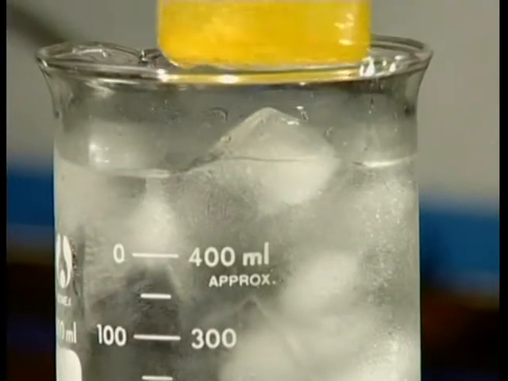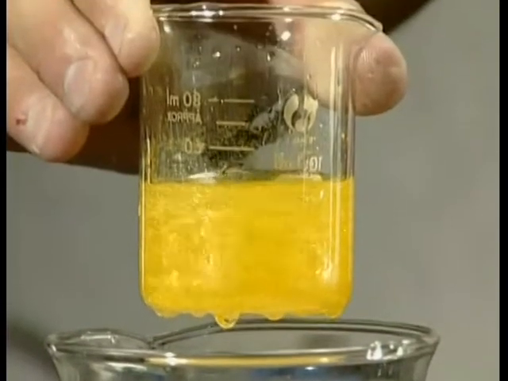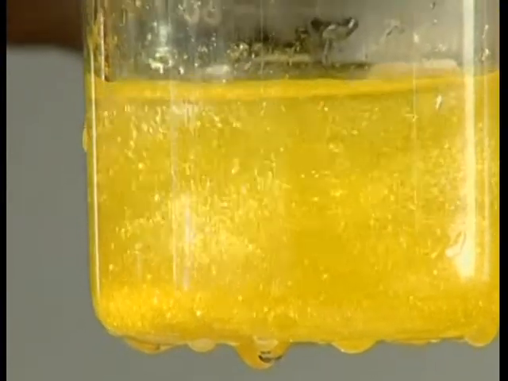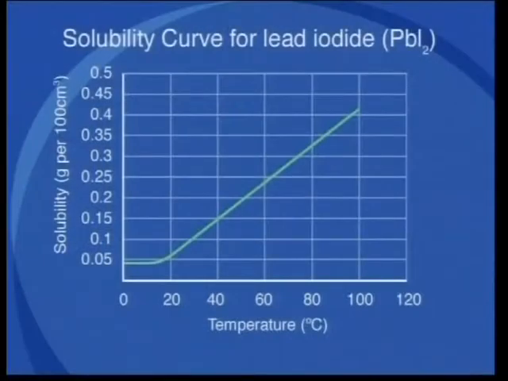The really great part of this experiment comes next. I'm going to cool the saturated solution by placing it in an ice bath. Look and see what happens. Small crystals of bright yellow lead iodide form as the temperature decreases. By decreasing the temperature, we lower the solubility of lead iodide, and therefore tiny crystals of our precipitate form.